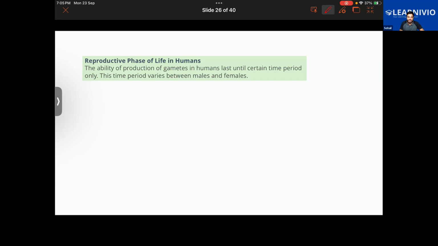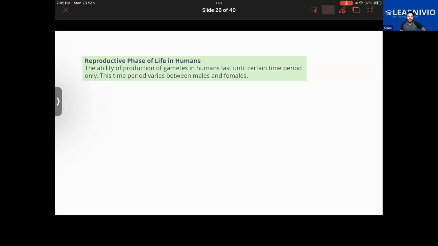Right now, I'm just discussing the things. So the reproductive phase in the case of females starts by the age of 10, 11 or 12 years and it will continue till the age of 45 to 50 years. What exactly do we mean by this? During this span, the production of the female sex cells, the ovum, will be taking place. Once women reach the age of 45 to 50 years, they can no longer bear babies.